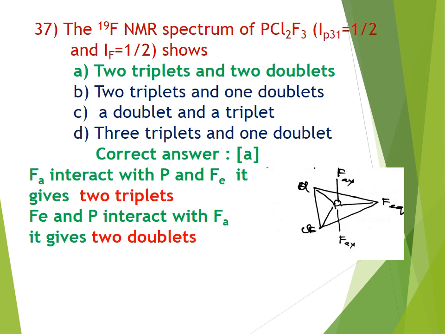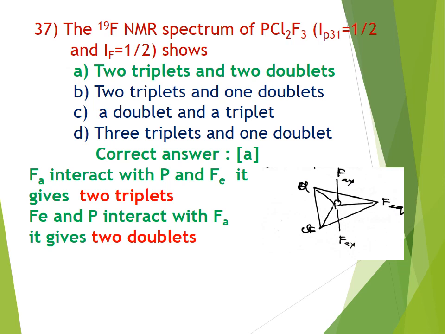37. The F19 NMR spectrum of PCl2F3, where IP is 1/2 and IF is 1/2. Here the correct answer is A, 2 triplets and 2 doublets. Here the geometry of PCl2F3 is given. Here you have to consider the Fa interacting with the phosphorus and Fe, and it gives 2 triplets. The Fe and P interact with the Fa, it gives 2 doublets.